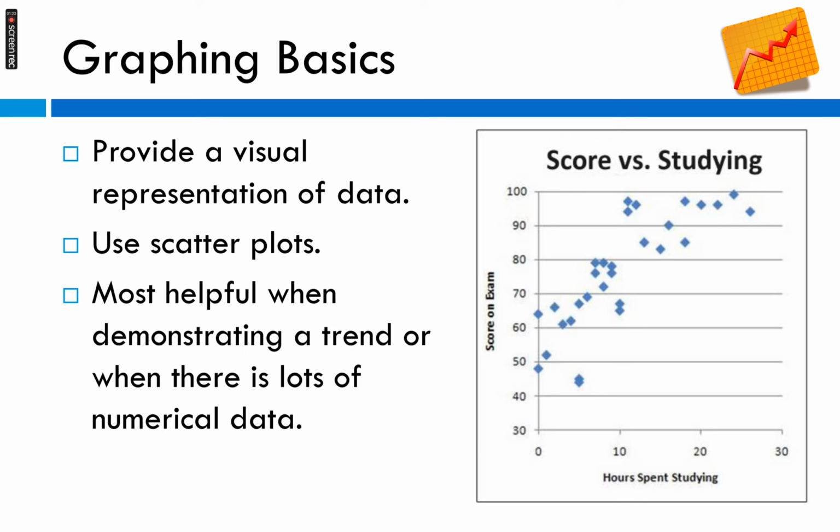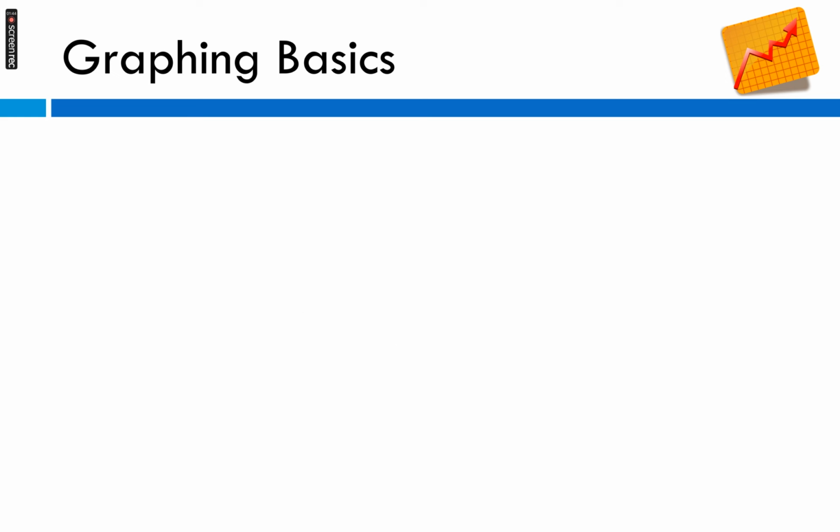The second you take this data and put it on a graph, it's really easy to see the trend: the more time a student spends studying, more often than not, that corresponded to a higher score on the exam. So this graph in particular checks both boxes: too much numerical data to look at and a trend in the data that you want to show.